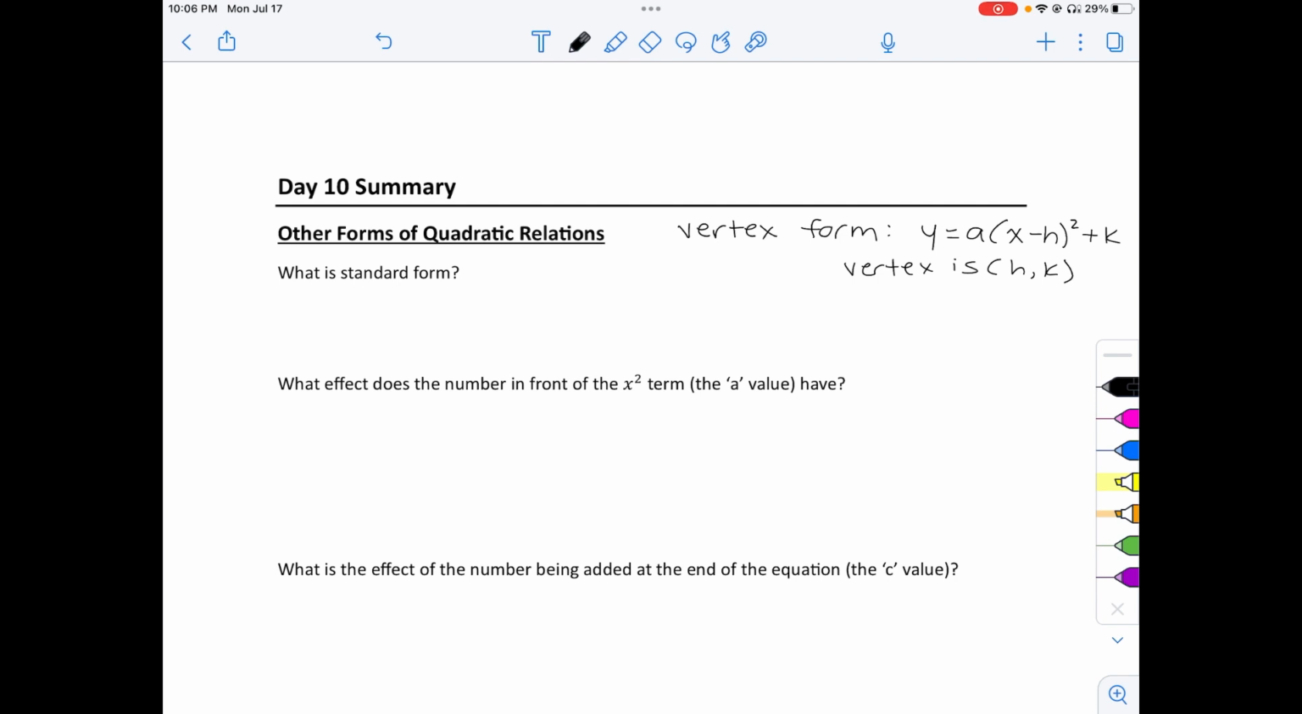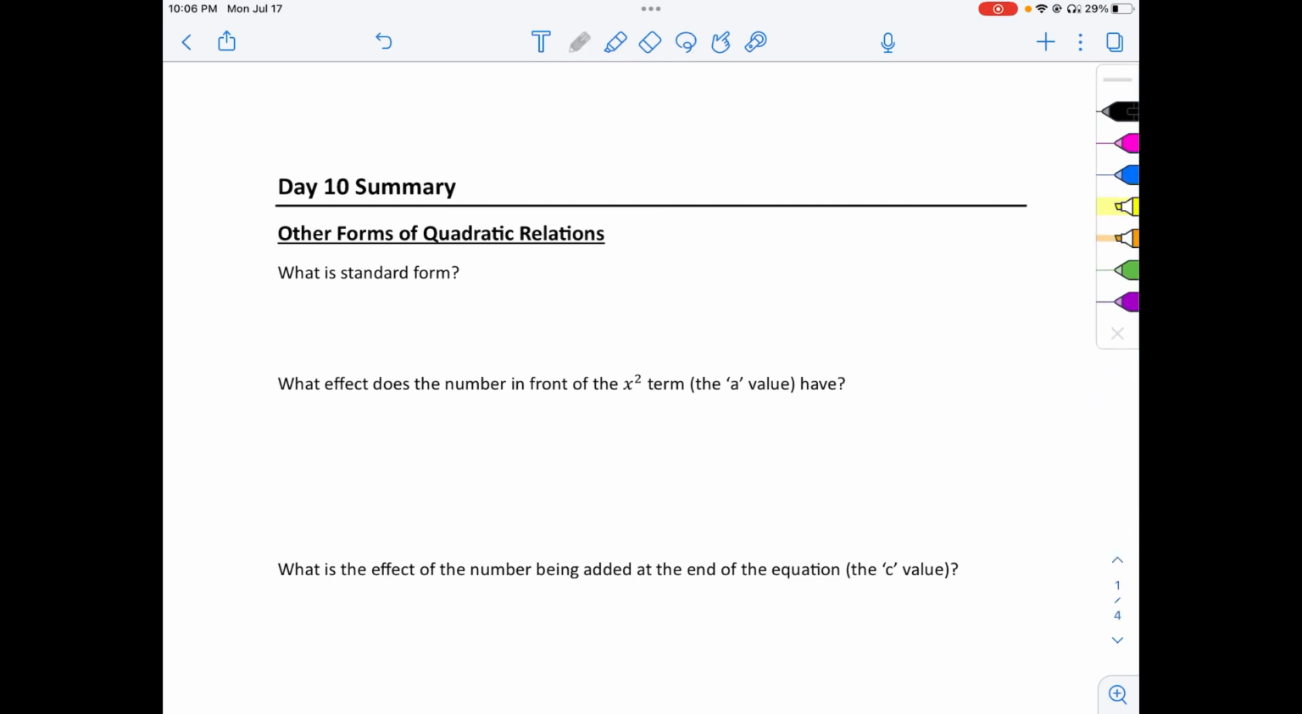Today we are going to look at the other two forms of quadratic relations. As mentioned in the intro to quadratics, there are three different forms that you can have for an equation of a parabola. So we looked at vertex form. The first one we are looking at today is called standard form. Standard form is given by y equals ax squared plus bx plus c.